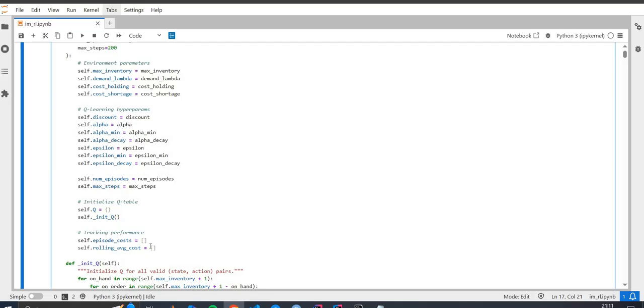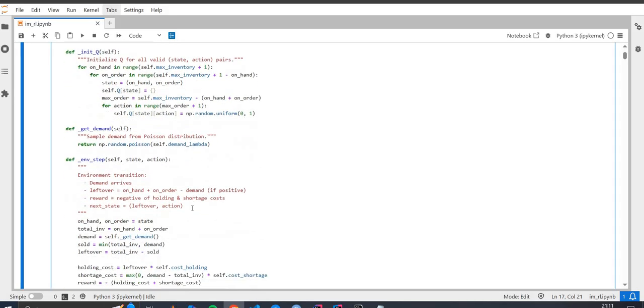And finally, you can see we set up two lists, episode cost and rolling average cost, to track performance. And these will help us see how well the agent is doing over time, whether the costs are decreasing and whether the training is working as expected. And okay, let's continue.